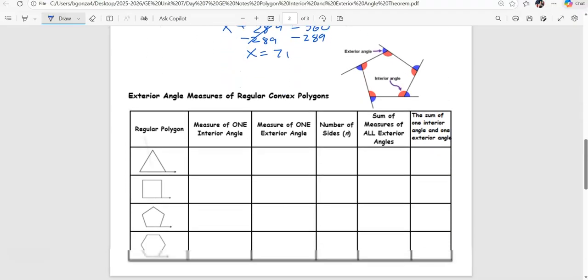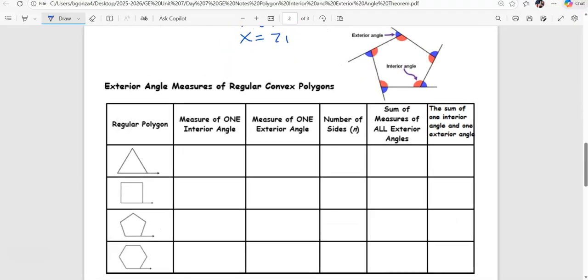Good? Okay. Look at this table. Now, we already talked about inside, interior. Now we're going to talk about outside, which is called exterior. Okay. Now, let's fill this in. Measure of one interior angle. So we already did stuff like this earlier. Okay. But inside of a triangle, we know it's 180 divided by the number of sides 3. That gives us 60. The sum of a 4-sided figure is 360 divided by the number of sides 4.